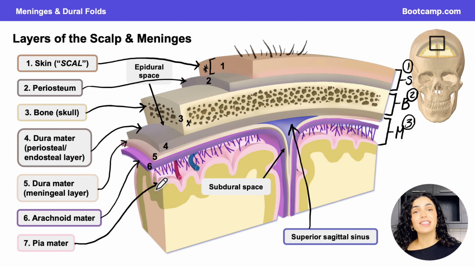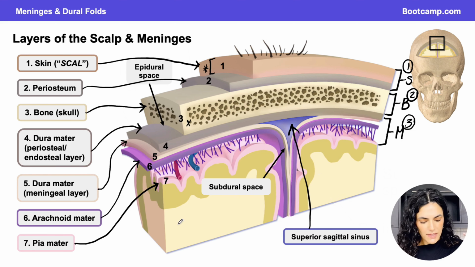And pia mater means delicate mother. So this layer is a very, very thin, delicate layer that is actually immediately adhered to the brain itself. And this pia mater is actually going to follow those sulci along the areas of the brain. It can be very difficult to really distinguish the pia mater from the actual brain tissue itself because it is so adhered to the brain.